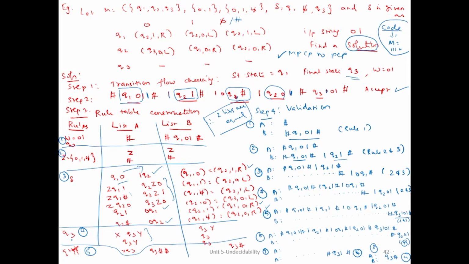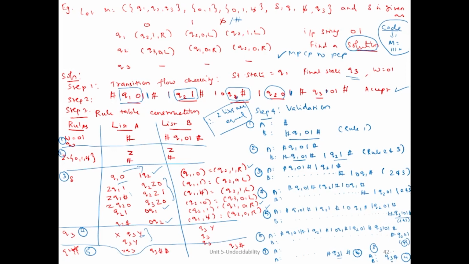If any final state occurs, and after the final state there are any symbols, you just skip one symbol at a time. So if Q3 with 101 is available, you skip only one symbol at a time. So in step 6, I skip only 1. The remaining value is Q3 01. In step 7, I skip 0. The remaining value is Q3 1. In step 8, I skip 1. So only Q3 has occurred. In this way, steps 5, 6, 7, 8 occur.